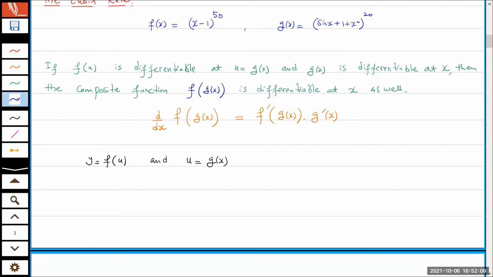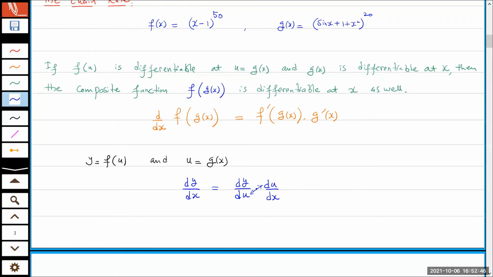This is called the Leibniz notation. dy dx equals dy du, y is a function of u, multiplied by du dx. So you connect it, or you chain it through the variable u, which is the intermediate variable. Y depends on u depends on x. We want to take the derivative of y with respect to x.